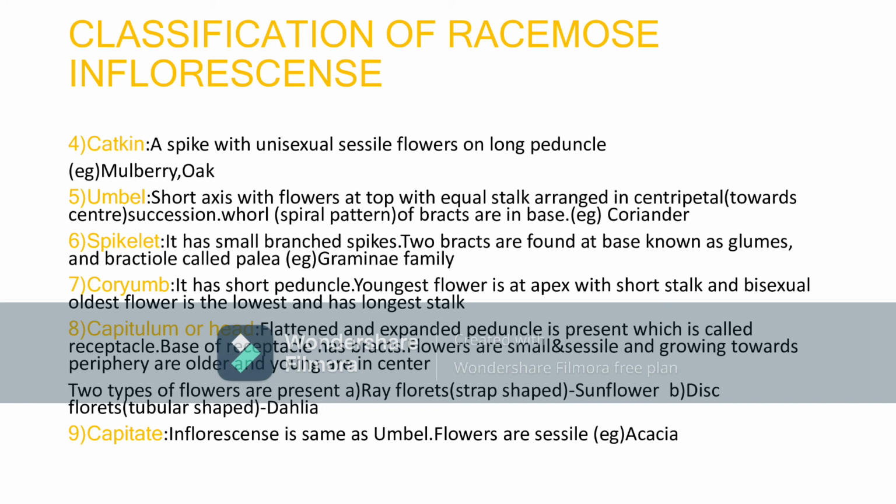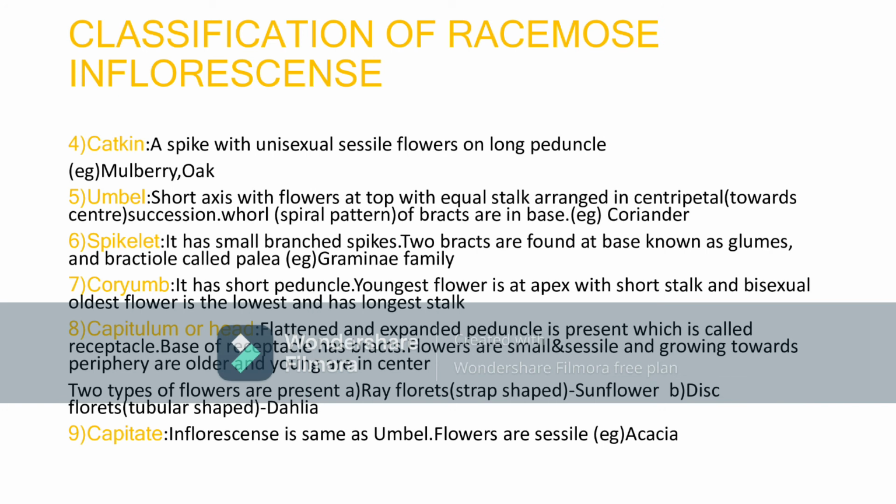Example: Graminae family. Corymb: short peduncle. The youngest flower is at the apex with a short stalk, and is bisexual; the oldest flower is the lowest and has the longest stalk. Capitulum or head: a flattened and expanded peduncle is present, which is called the receptacle. The base of the receptacle has bracts. Flowers are small and sessile. Flowers grow towards the periphery as older, and in the center as younger.